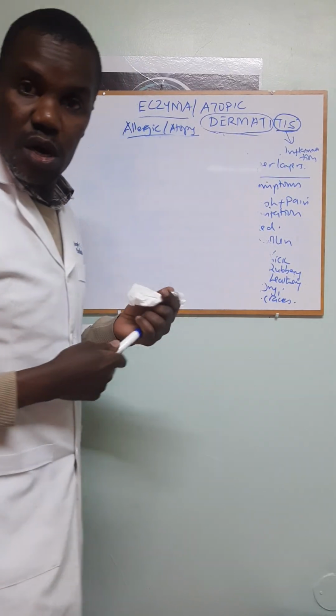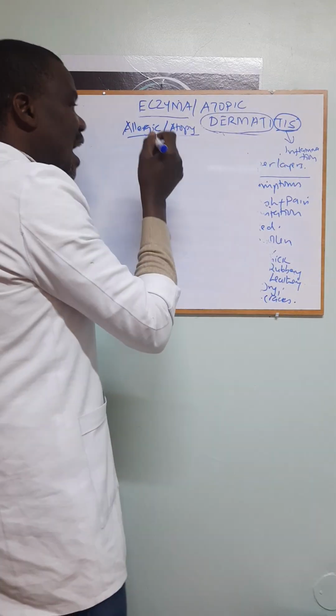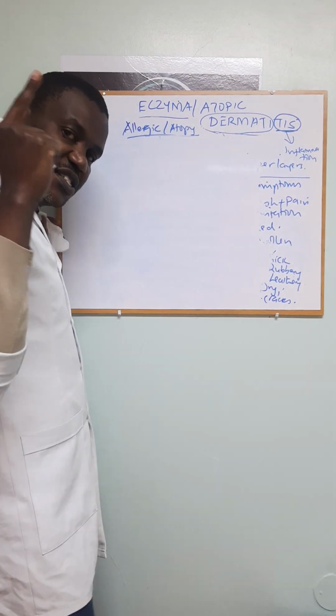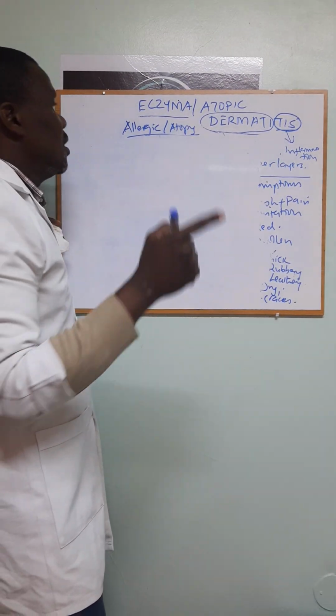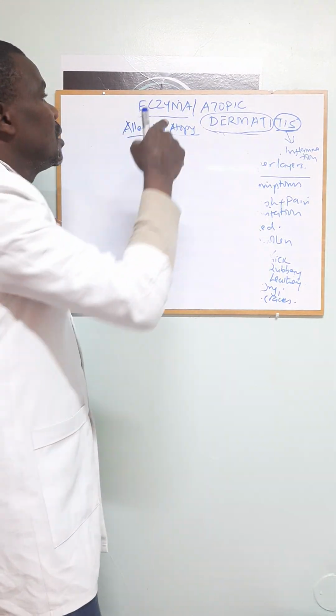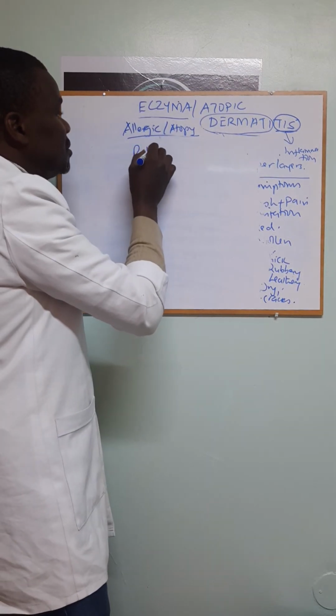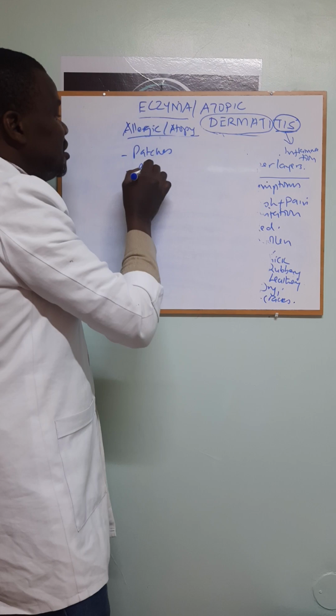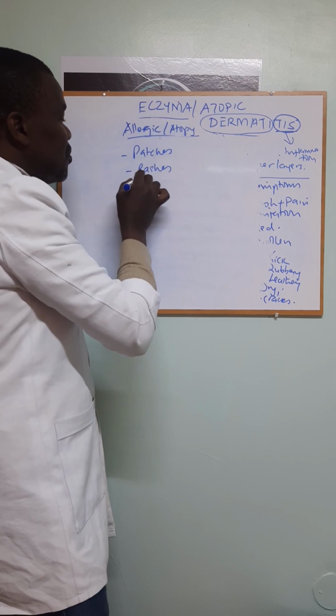How does the skin look? Again, any child who presents with the following symptoms on the skin is a child who is dealing with eczema. Patches, rashes, dry skin.